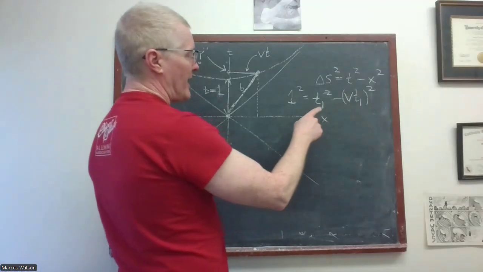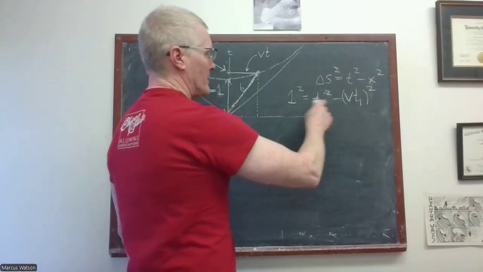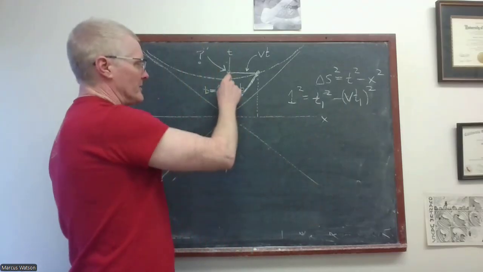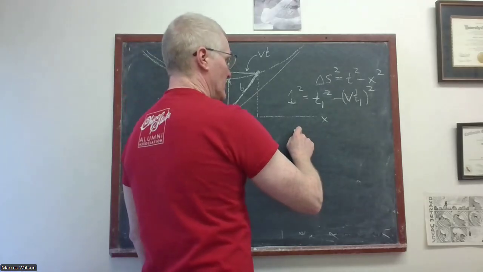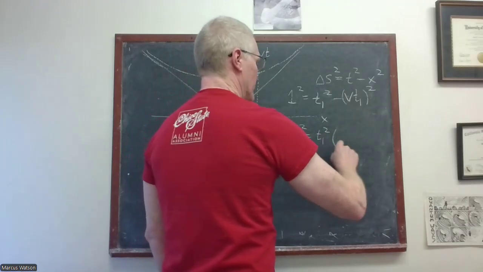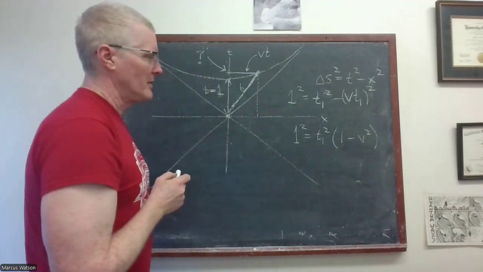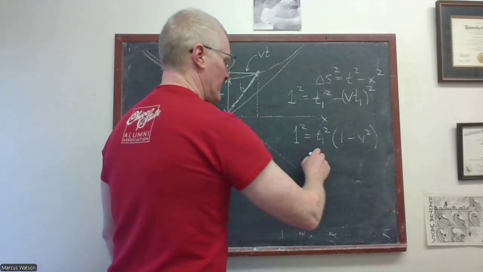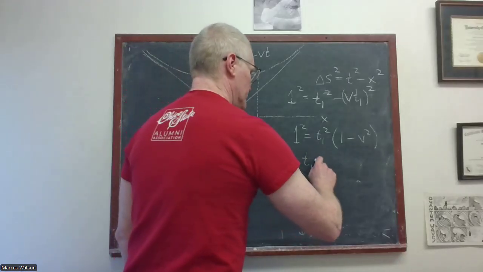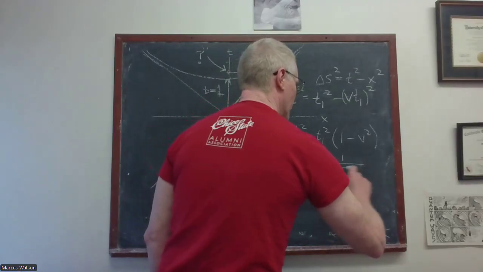Therefore, if I look at the distance here, this distance b, I'll get that 1 squared is equal to t1 squared times 1 minus v squared, and I'll see that the time that I'm interested in is 1 divided by the square root of 1 minus v squared.